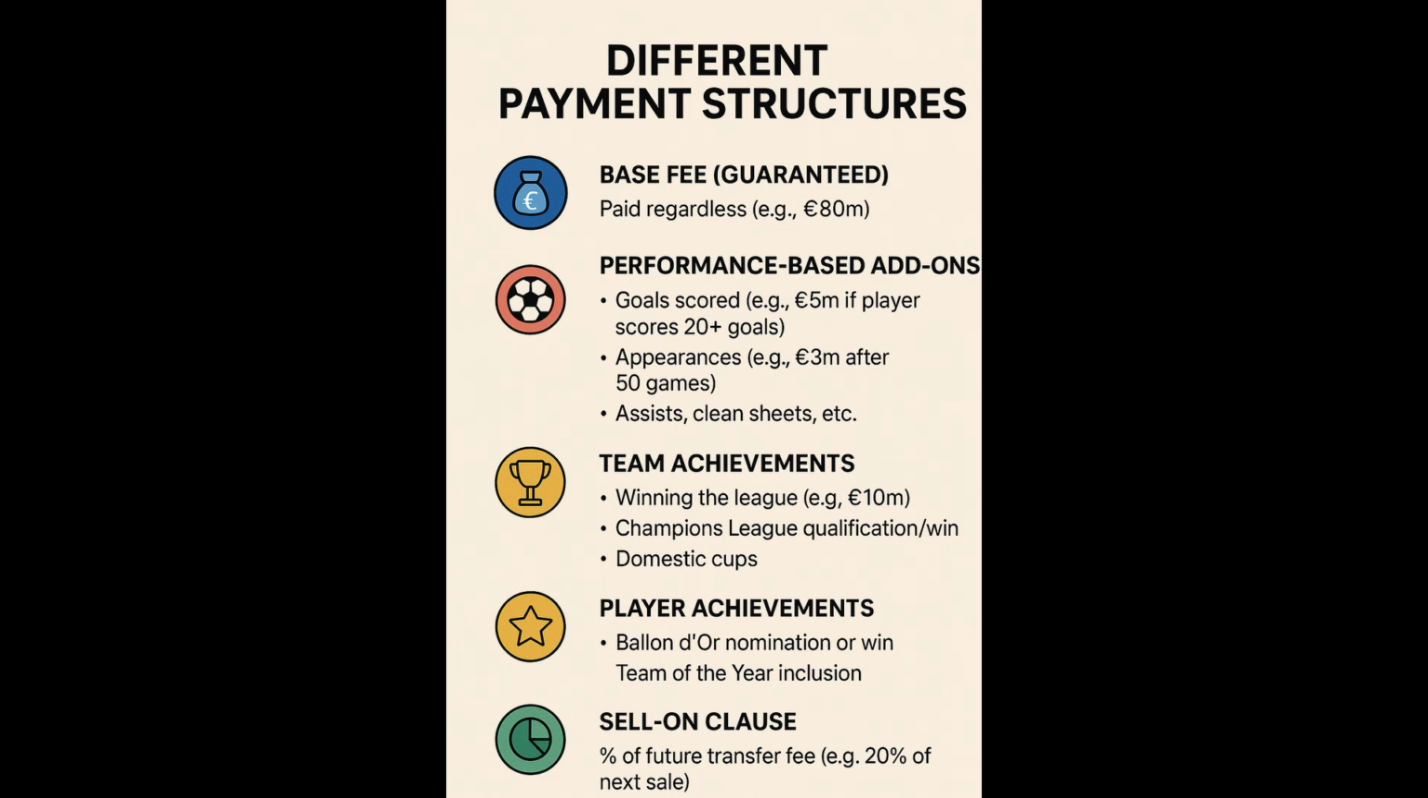Then come the performance-based add-ons. These are bonuses paid only if certain conditions are met. For example, 5 million euros if a player scores 20 goals in a season, or 3 million euros after making 50 appearances. It can also include things like assists or clean sheets. Next are team achievements. If the club wins a league, qualifies for the Champions League, or lifts a domestic cup, the selling club might get extra money.